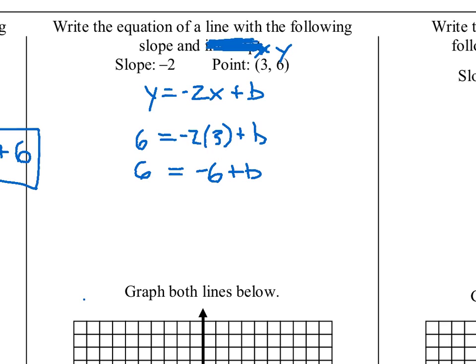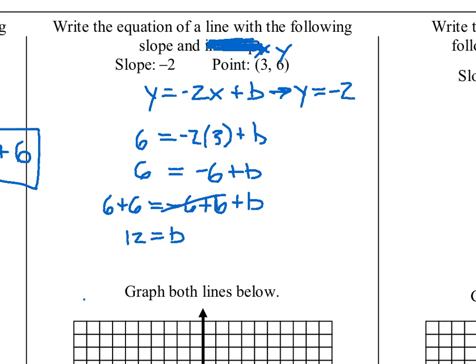And Marlon, what do I need to do to solve this for my y-intercept? Add what? Add positive 6 to both sides. Now I can complete my equation up here. Y is equal to negative 2x plus 12.